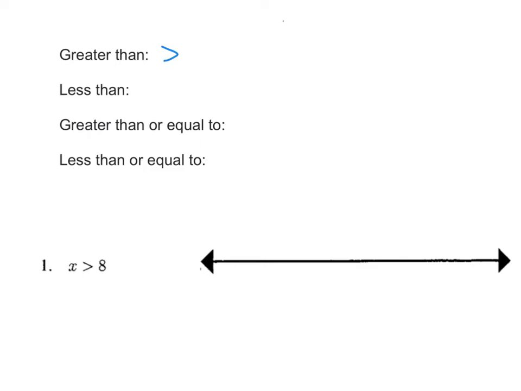Or we could say that one number is less than the other. We could say it is greater than or equal to. Or we could say that it is less than or equal to. So the big thing to remember is that the larger number is always on the open side of the symbol, okay?